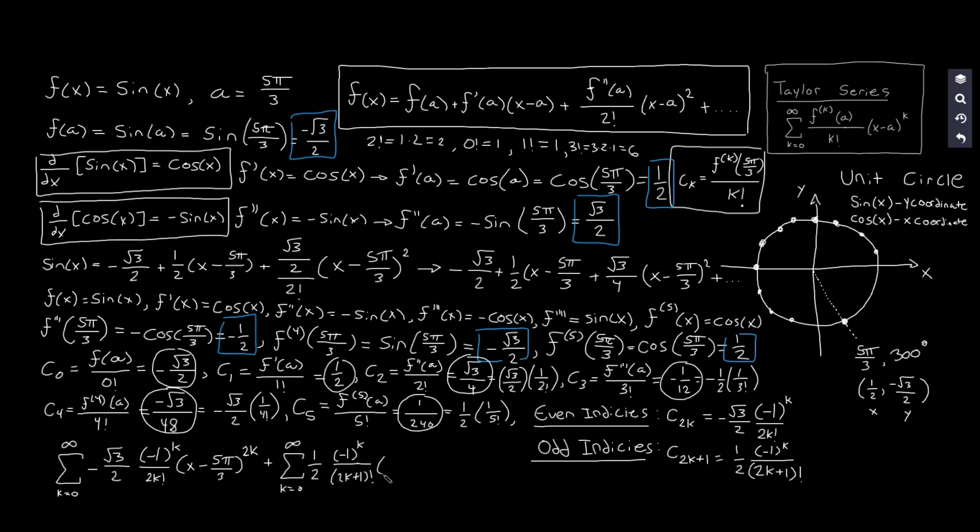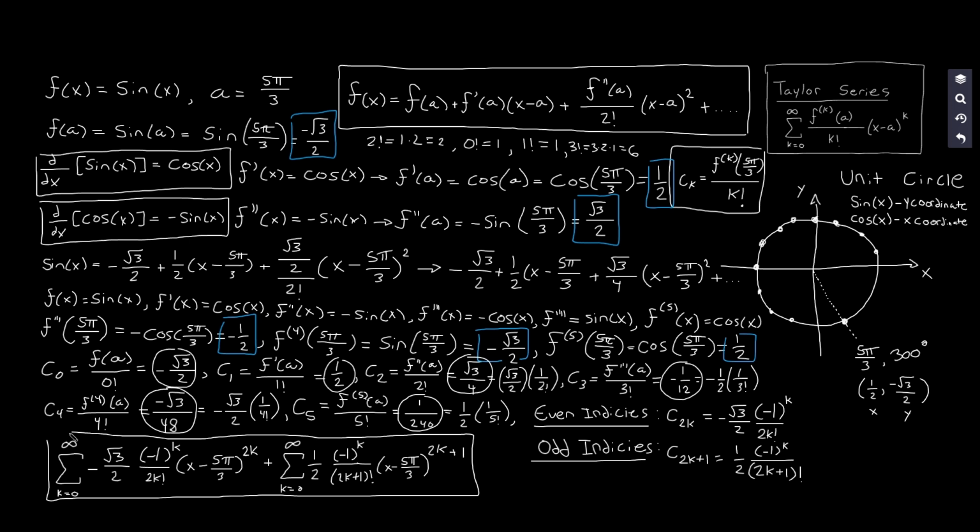Then we're going to do x minus 5 pi over 3. And likewise, we raised this over here to the power of 2 times k. This is a 2k plus 1 because it's for the odd indices, so we're going to follow suit with that: 2 times k plus 1. This here is going to be our answer of how we can put this into summation notation. This is the power series in summation notation.